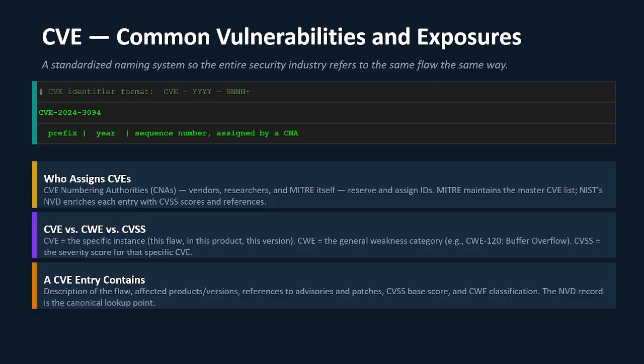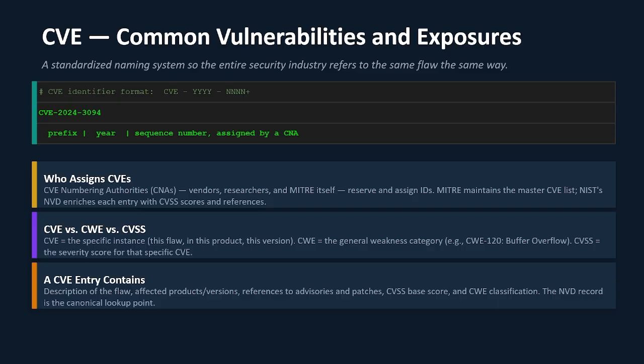CVEs are assigned by the CVE numbering authorities, which are made up of vendors. If there's a vulnerability in a Microsoft product, Microsoft will issue its own CVE with a number for that. Researchers will also have the ability to issue CVEs. MITRE will be able to do it as well, and those are typically reserved and then assigned. MITRE maintains the master CVE list, and then NIST, with the National Vulnerability Database, will store each of those with a CVSS score and reference.